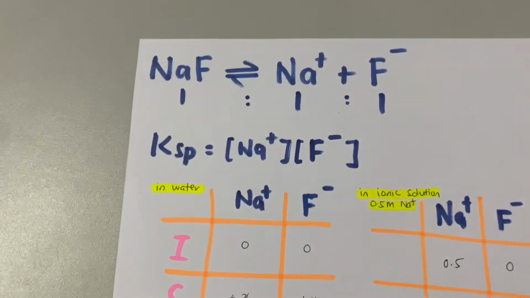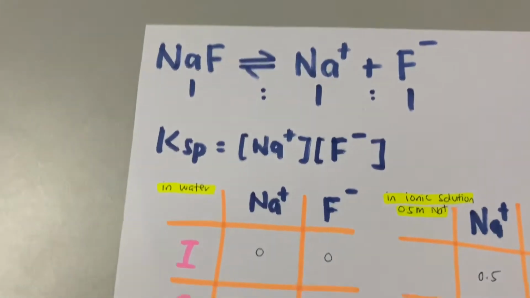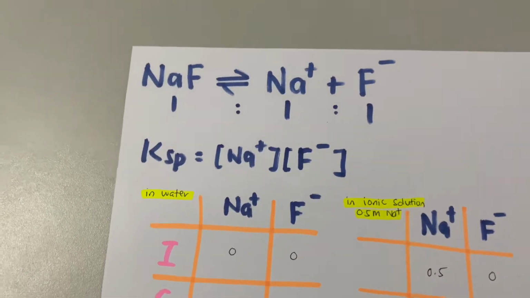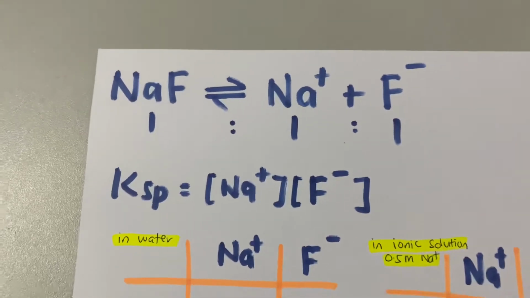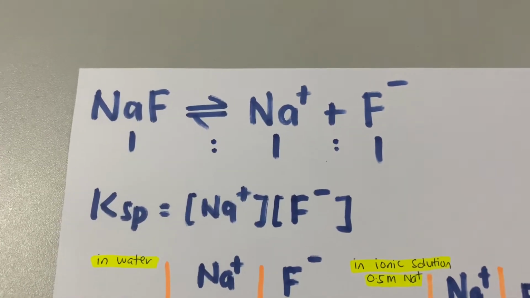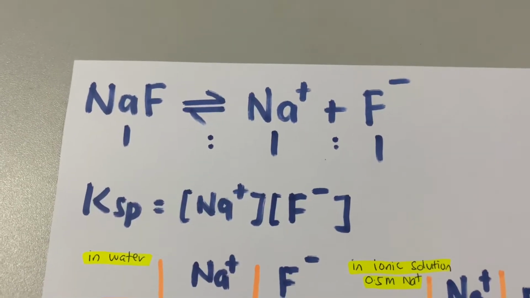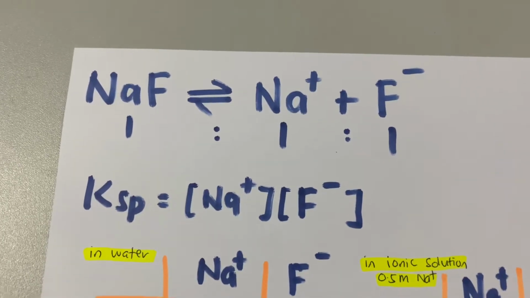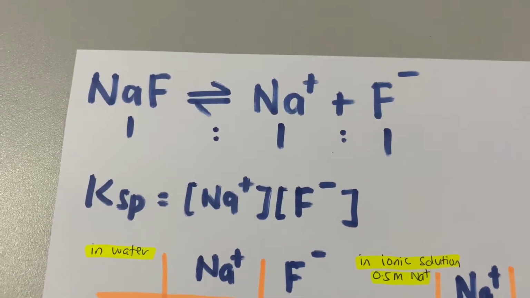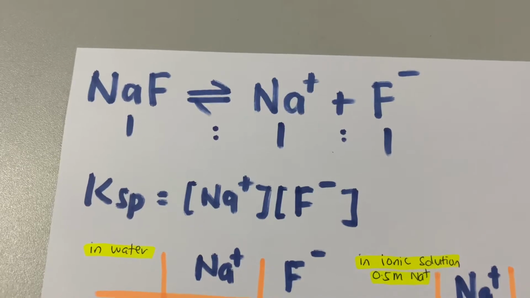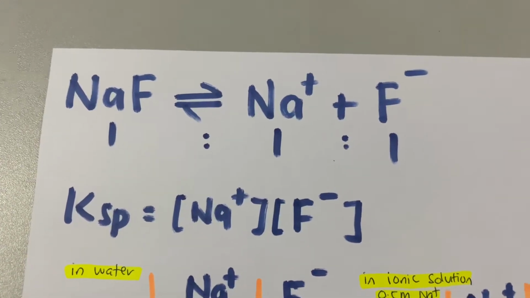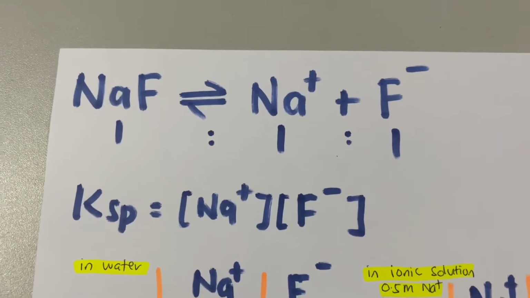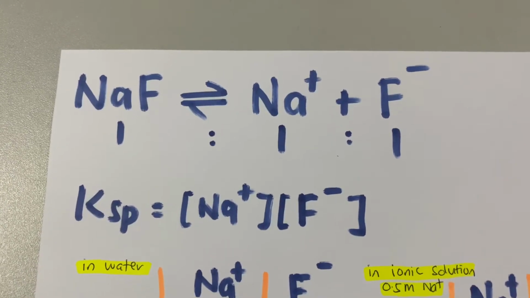So we have an example here. I will be using sodium fluoride, NaF. Okay, let's look at the first equation there. Sodium fluoride dissociates into sodium ion and fluoride ion. Sodium fluoride is the salt here. It dissociates into ions Na+ and also F-. The ratio is 1:1:1. Okay, so that is for sodium fluoride.